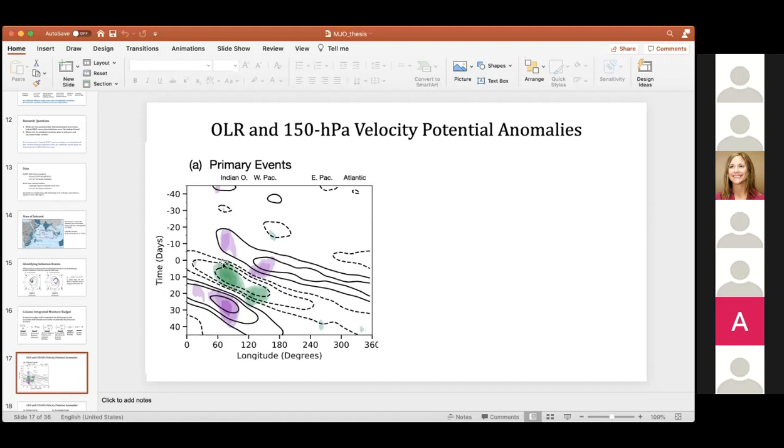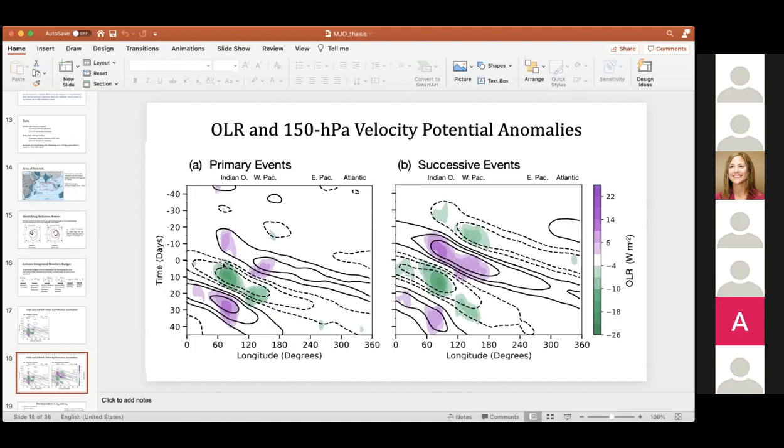So we can be confident that our composites are actually primary events. We can then look at the successive events on the right-hand side, and in contrast, we can see that there's a circumnavigating signal in the chi and OLR that reaches back to about lag day -35. So we see negative OLR anomalies begin over the Indian Ocean around 60 to 100 degrees longitude and start propagating eastward alongside a negative chi anomaly that continues through the Western Pacific, the Western Hemisphere, and then comes back into the Indian Ocean at about lag day 0, where it then initiates another event.